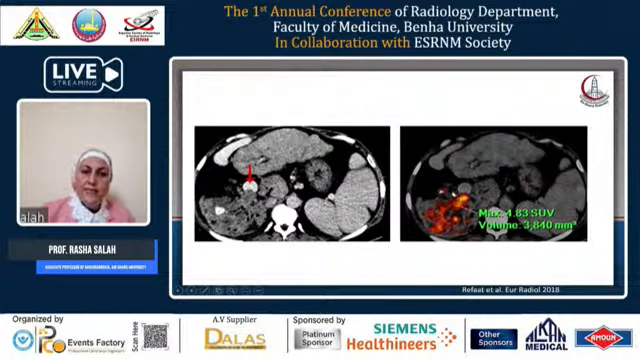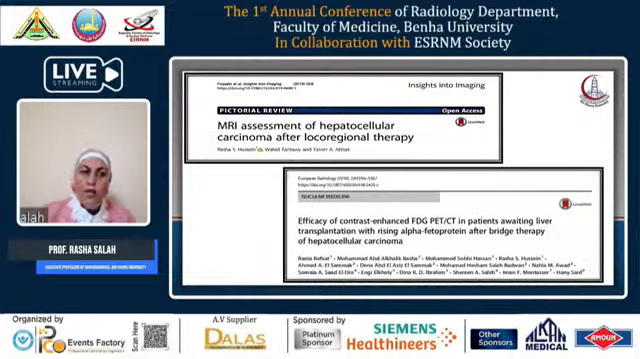Another example of the PET-CT: it can differentiate between tumoral thrombosis and non-tumoral thrombosis, as we can see here that this is a tumor protruding into the right portal vein branch, and it was avid on the PET-CT, and this indicates that this is tumoral thrombosis and not just a non-tumoral thrombus.